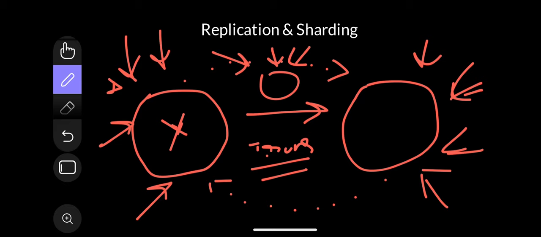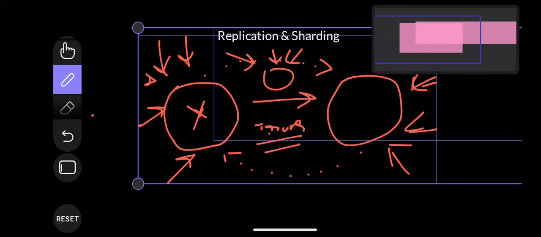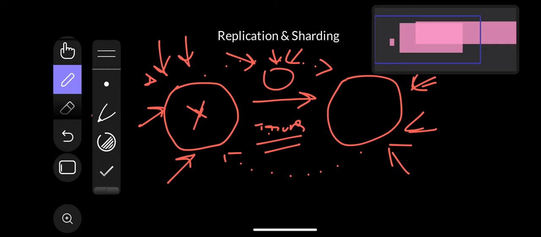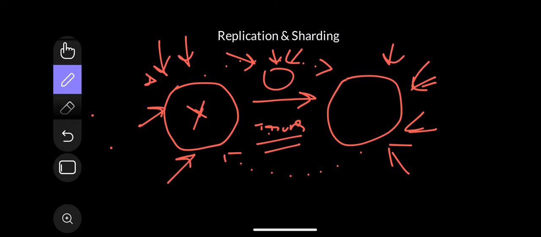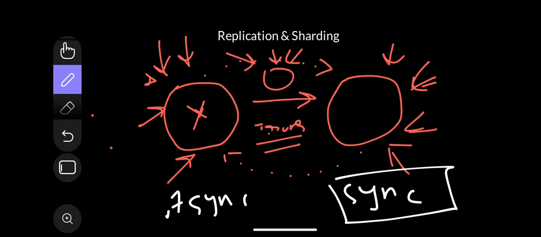Now, you need to make sure you are doing the sync and async very smartly. The concept of async and sync. Now, for understanding async and sync, let's first talk about their definitions and how they are different. So, let's talk about sync first. Sync stands for synchronous replication.